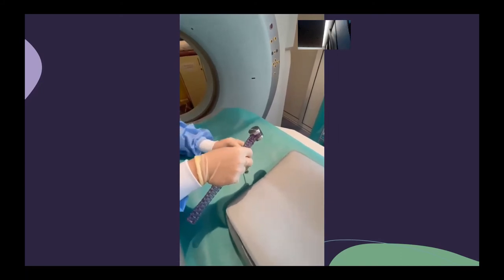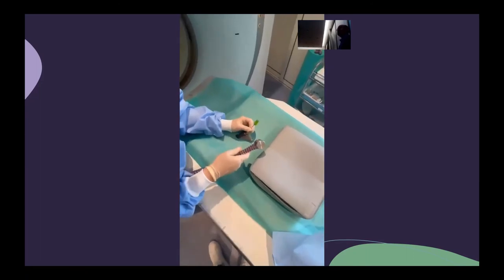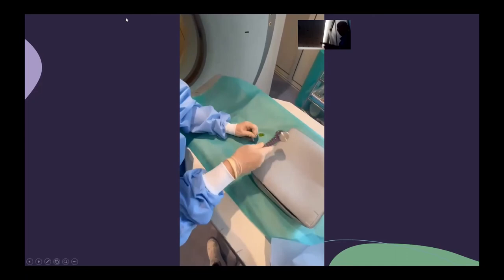Do you consider switching to orthopedic practice? Well, orthopedic cannot be called minimally invasive.